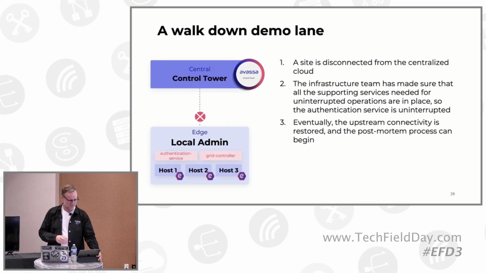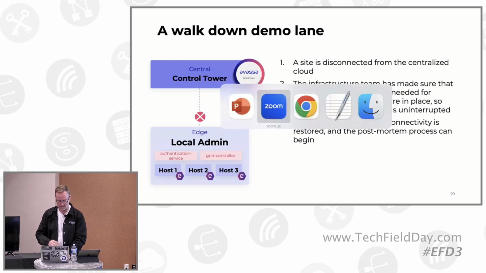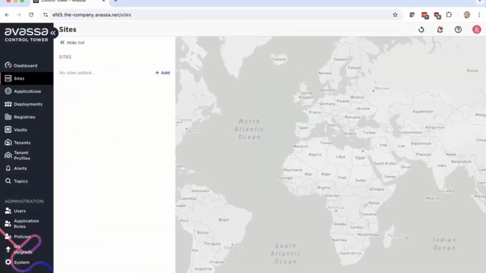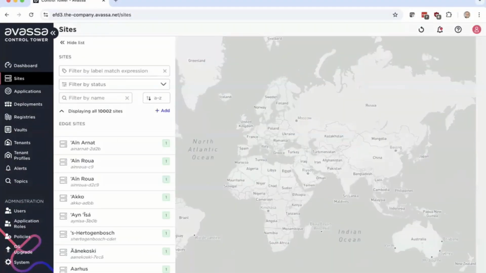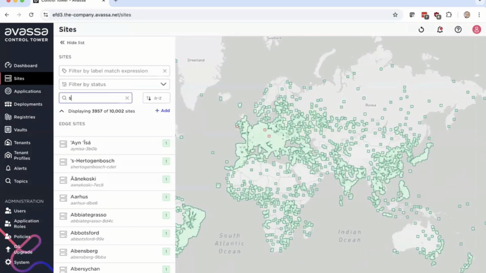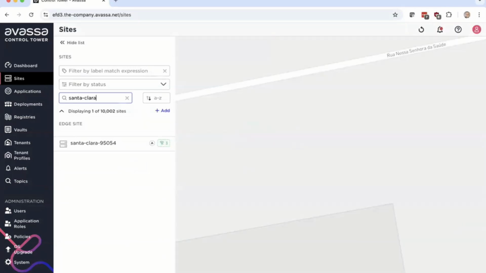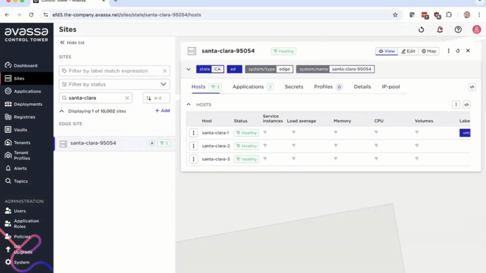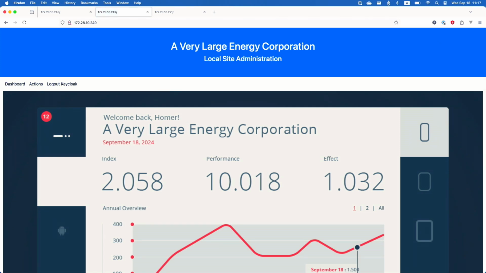So let me briefly show you that. As Carl proved, this cluster is now offline. It doesn't have any internet connectivity. And of course, it's important to the very large energy corporation that the services they have deployed at this particular Santa Clara site are up and running. So again, I'm going to choose one of these and log in here, and as you can see, the service is still there.